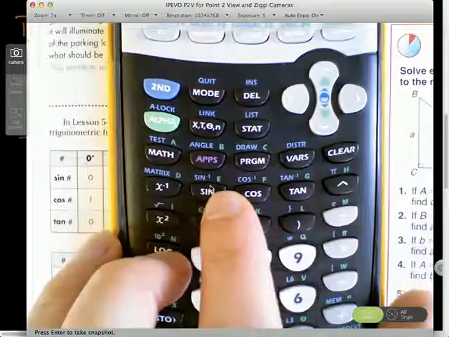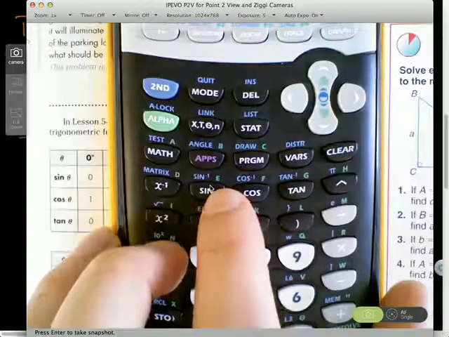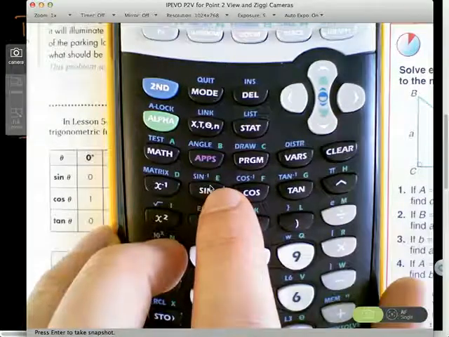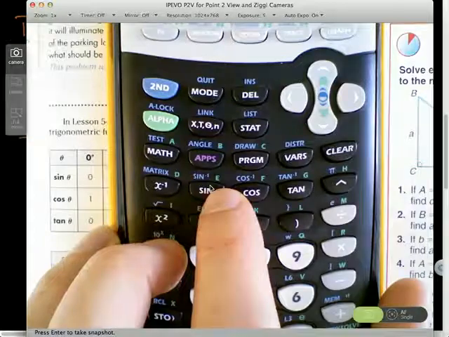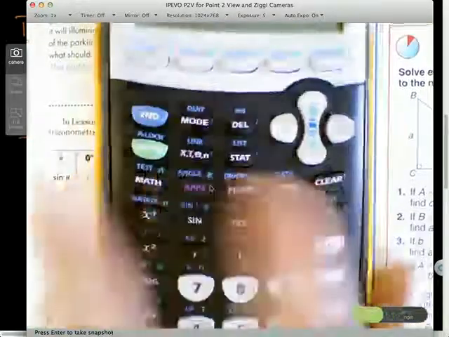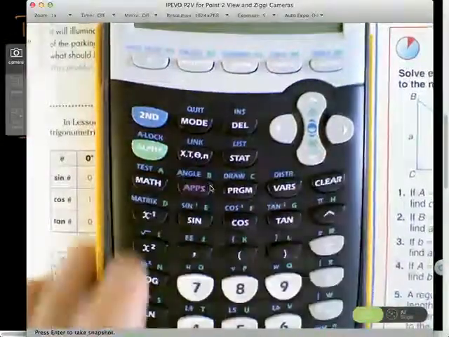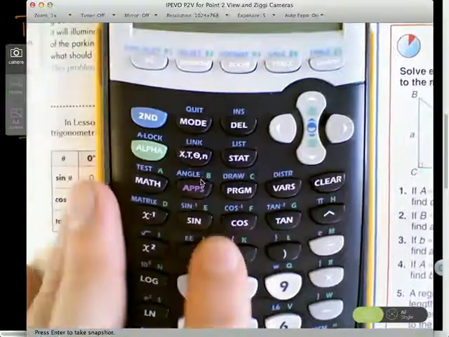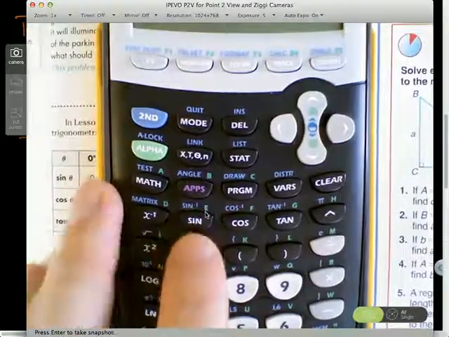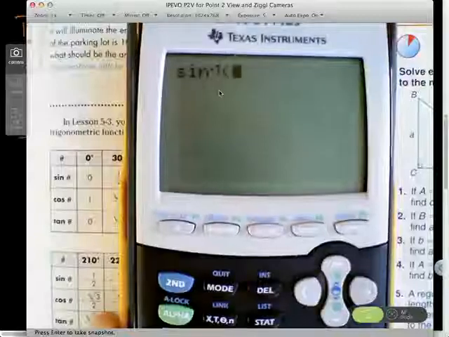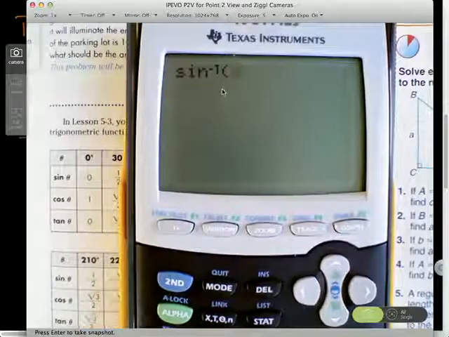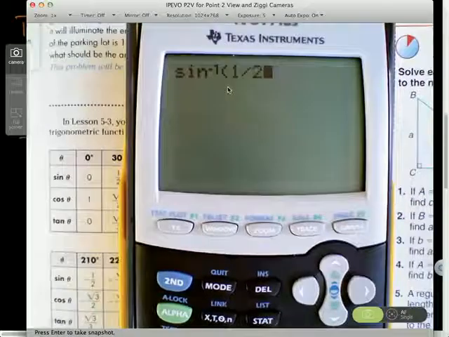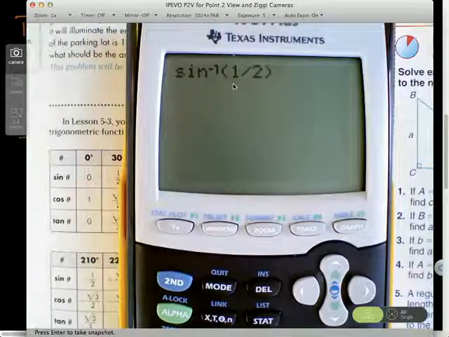And the problem is, I don't want to give this an angle. I need to give this a ratio. All right. So for instance, if I turn my calculator on and I want to calculate the sine inverse of something, so if I do sine inverse, you can see it there. If I give this a ratio, say like 1/2, when is sine equal to 1/2?